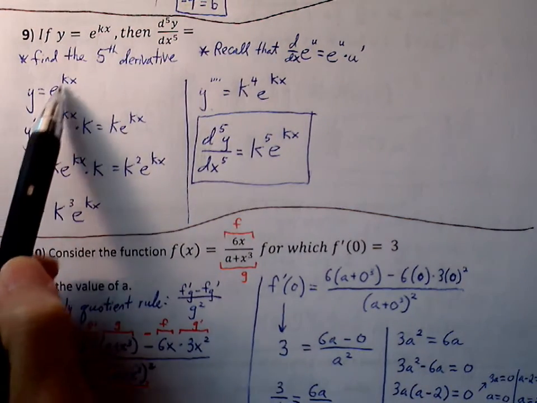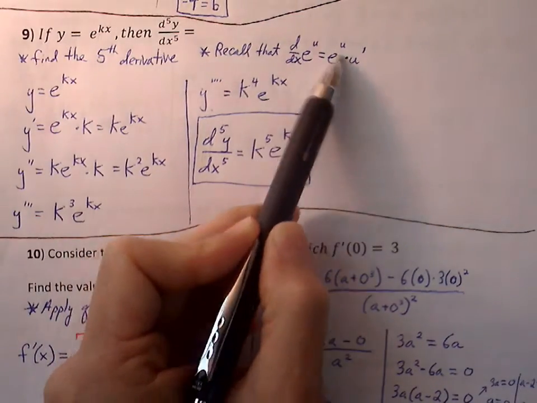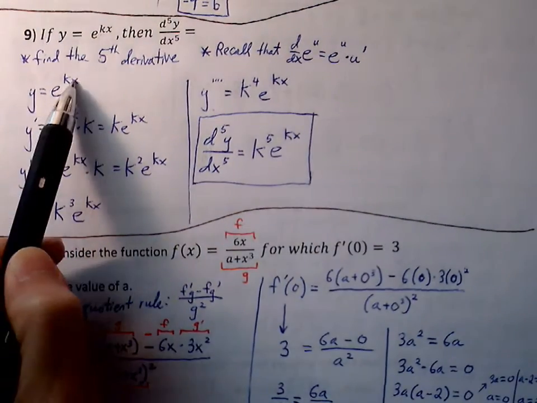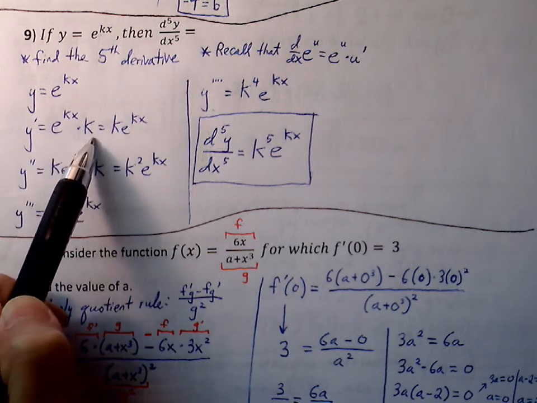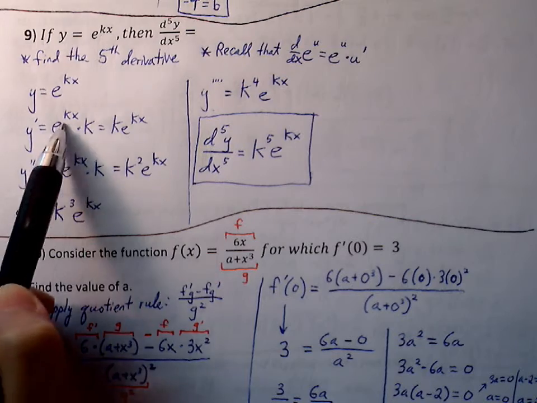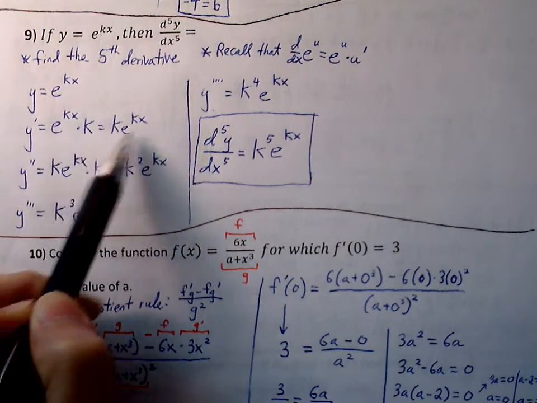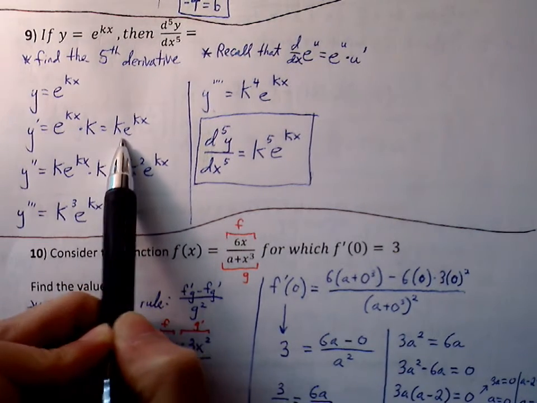So let's start off with e to the kx. Remember that the derivative rule for e to the u is e to the u times u prime. So e to the kx becomes e to the kx times k, just like how we would find the derivative of e to the 3x. We would say e to the 3x times 3. So e to the kx times k. This k is a coefficient, it's just going to hang out in front.